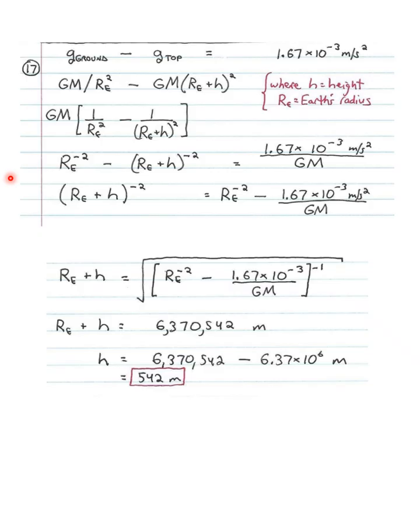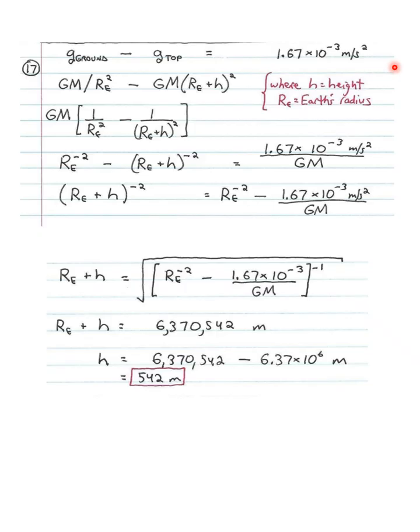All right, so what do we do with that? It's asking us to find the building's height. What is the difference in heights that's going to cause that wee little bit of difference in acceleration due to gravity? So I'll start by writing what it says in the problem. g at the ground minus g at the top of the building is going to equal that 1.67 times 10 to the negative 3 meters per second squared.